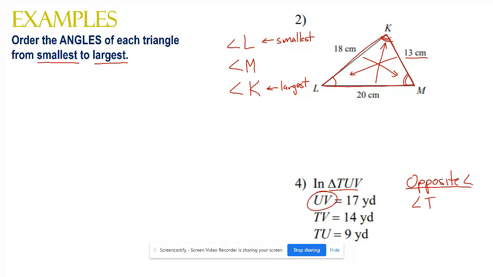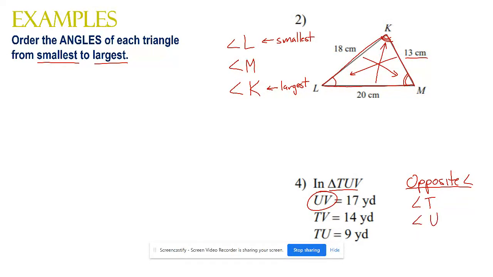So if you were to draw this triangle out, you would have a side UV, and then on the other end of the triangle, you would have point T. Point T would be the one point that doesn't touch this side. So that's where the opposite angle is going to be. So you always just look at which letter isn't there. So for side TV, the letter that's missing is U. So we know that has to be across or opposite from angle U.